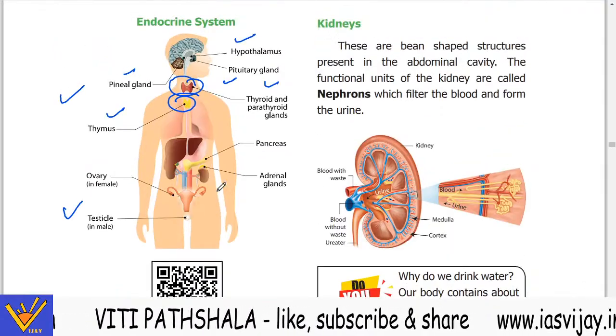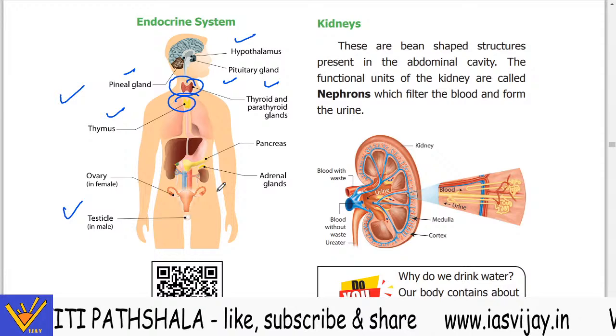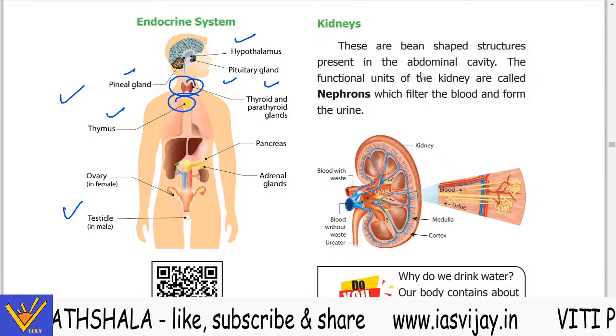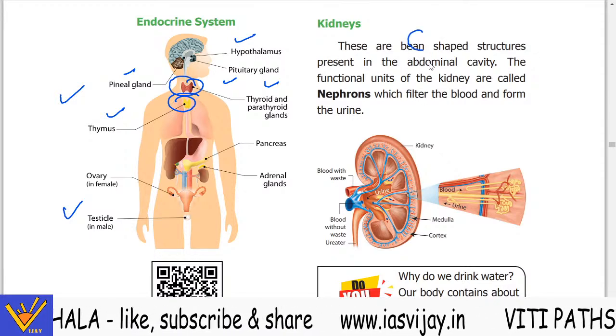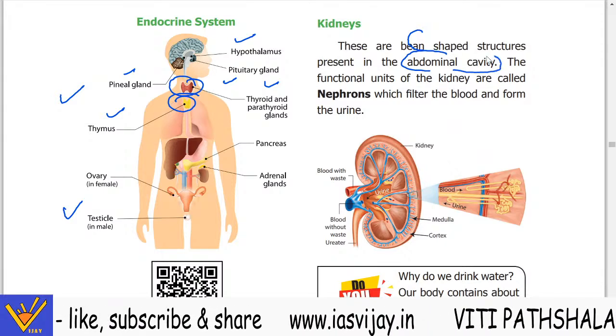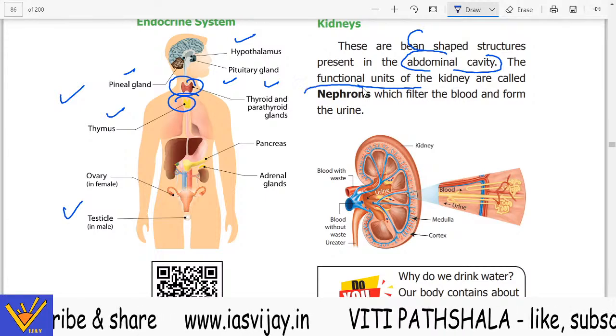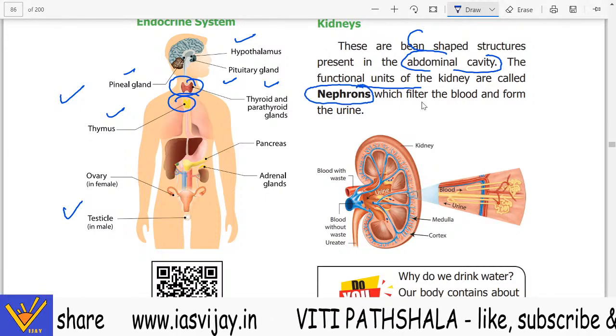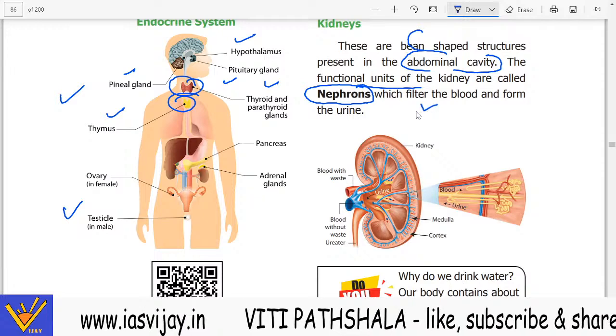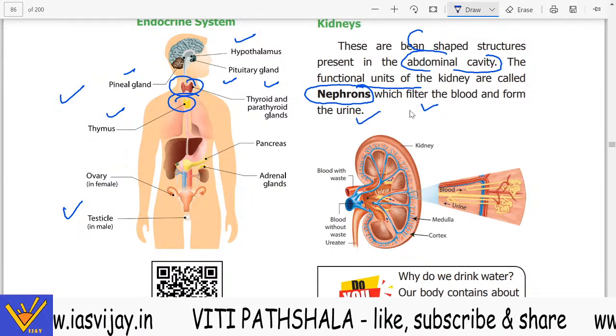Now, kidneys, these are bean shaped. What do kidneys look like? They are bean-shaped structures. They are present in the abdominal cavity. The functional unit of the kidney is called the nephron, because the nephrons filter the blood and form the urine.